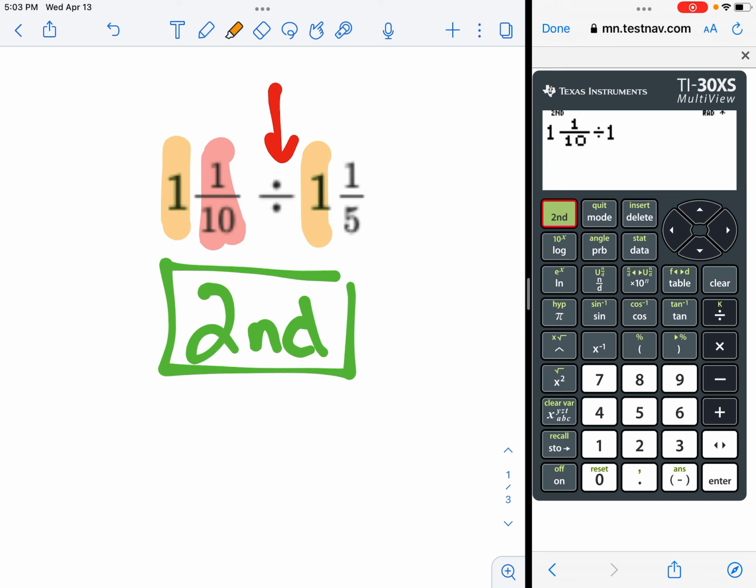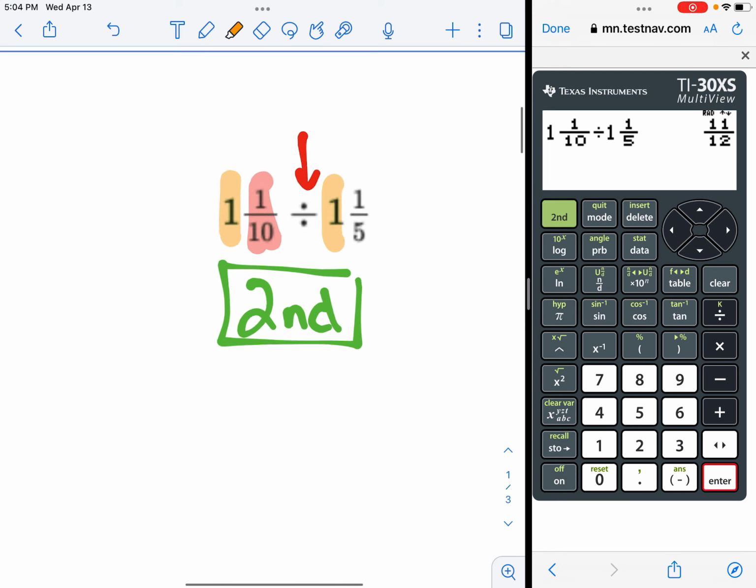I'm looking at the number 7. I'm counting up 3. I can see ND. There's a little UND. Now I can press 1, down, 5, over. Now it matches exactly, and I can press enter. And the answer is 11/12.